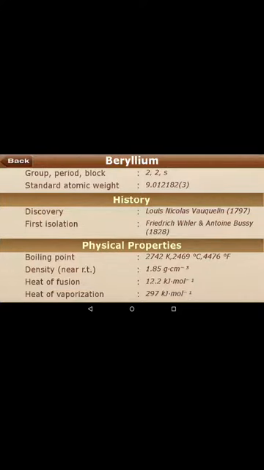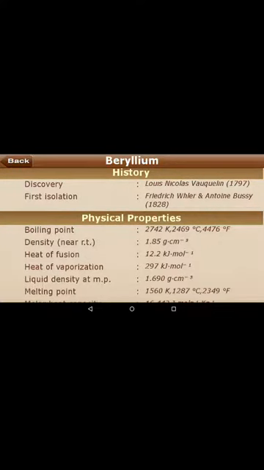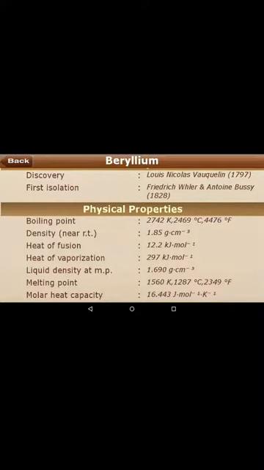The standard atomic weight of beryllium is 9.012182. Now, we will briefly look at the history of its discovery. Beryllium was discovered by Louis Nicolas Vauquelin in 1797. But when it was discovered, no isolation was done until 1828, when Friedrich Wöhler and Antoine Bussy did the first isolation.